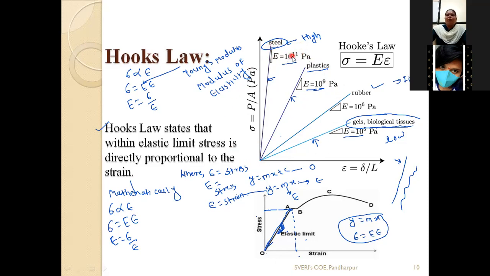From that figure, you have to remember only the values of Young's modulus for different materials. Okay, if any question is asked, for which material has high Young's modulus? So please remember, steel has high Young's modulus, and glass, gels or biological tissues have low Young's modulus as compared to steel, plastic and rubber. Okay, now got it? Yes, ma'am. Okay. So already we have written here E is equal to sigma upon epsilon.